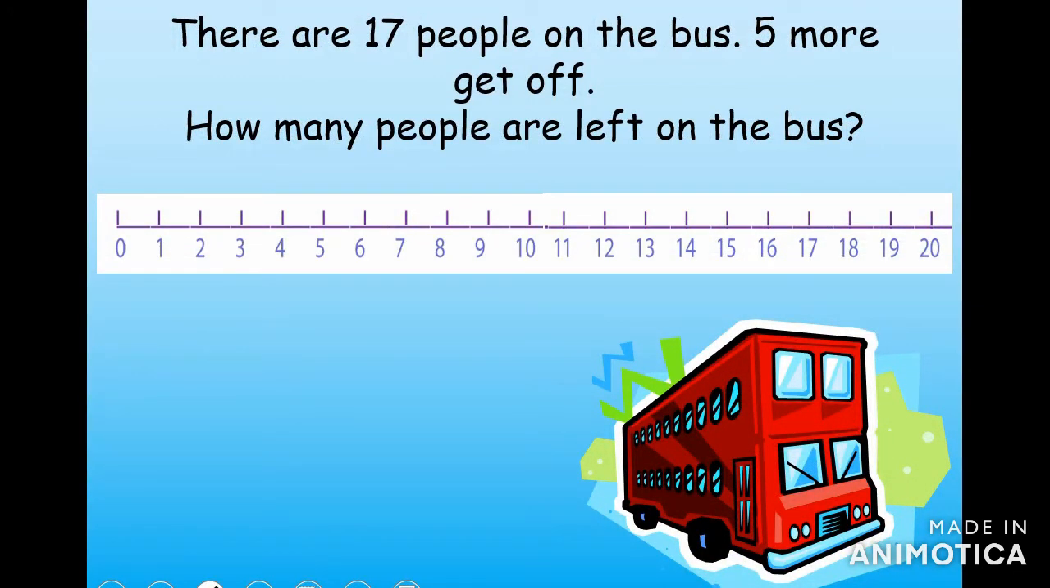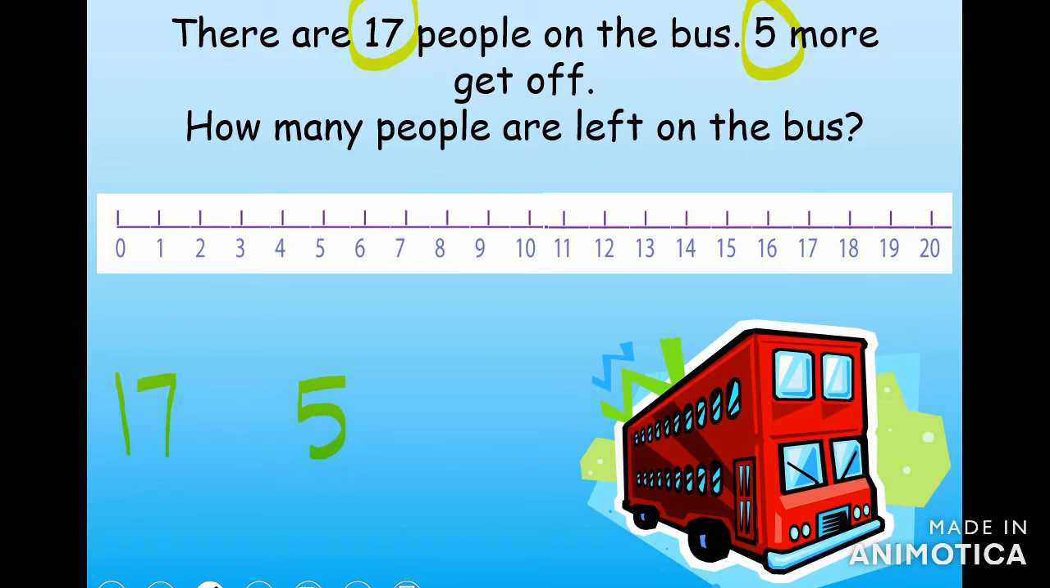Our next question is, there are 17 people on the bus, 5 more get off. How many people are left on the bus? Can you remember what our first step was from before? Our first step is to have a look at the numbers that the word problem is giving to us. So it says there are 17 people on the bus and 5 get off. So we know that we're going to need the number 17 and the number 5 to help us to solve the problem.